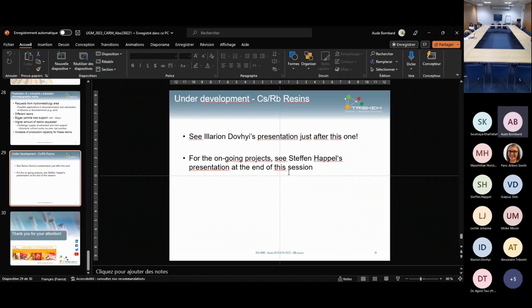Under development, there are the cesium rubidium resins, and Hilarion will present that right after my presentation. There was also a point on the ongoing projects, and this will be Stefan's almost last slide, I would say, at the end of this session.